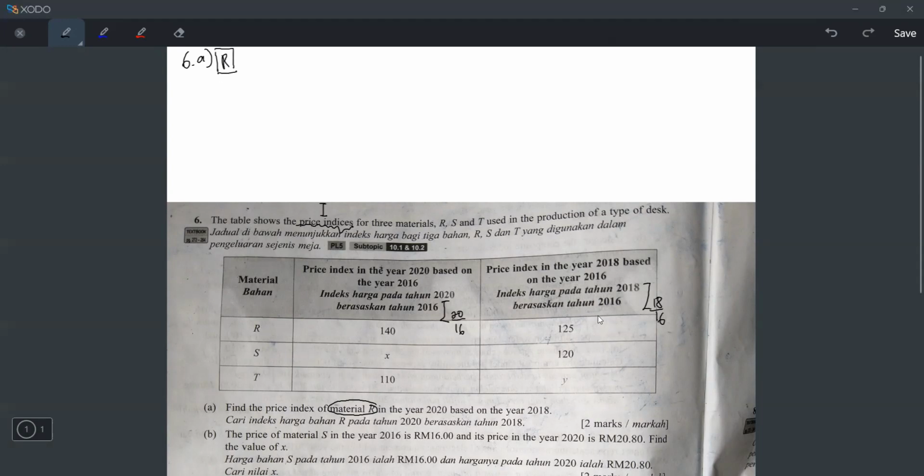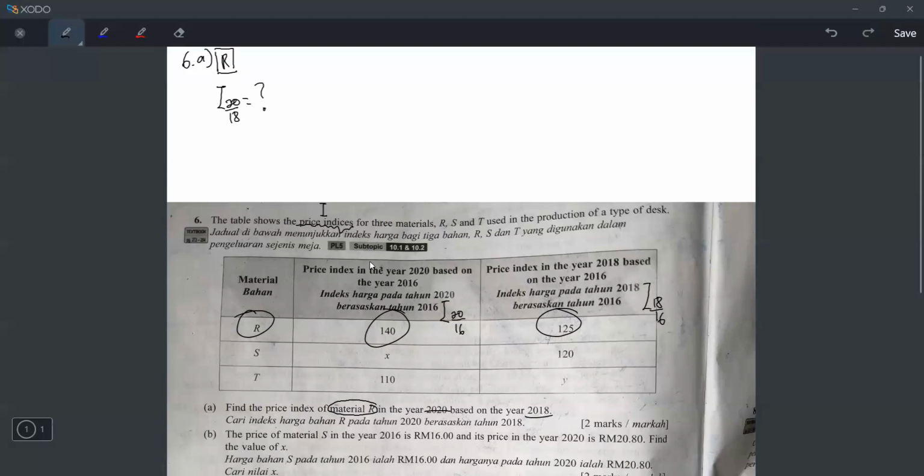R only. I will look here. Right? Means this one. Can you understand? So find the price index of material R in the year 2020 based on 2018. So I will write I for what? You want to find what? I for 2020 based on 2018, I 20 over 18 equals to question mark.